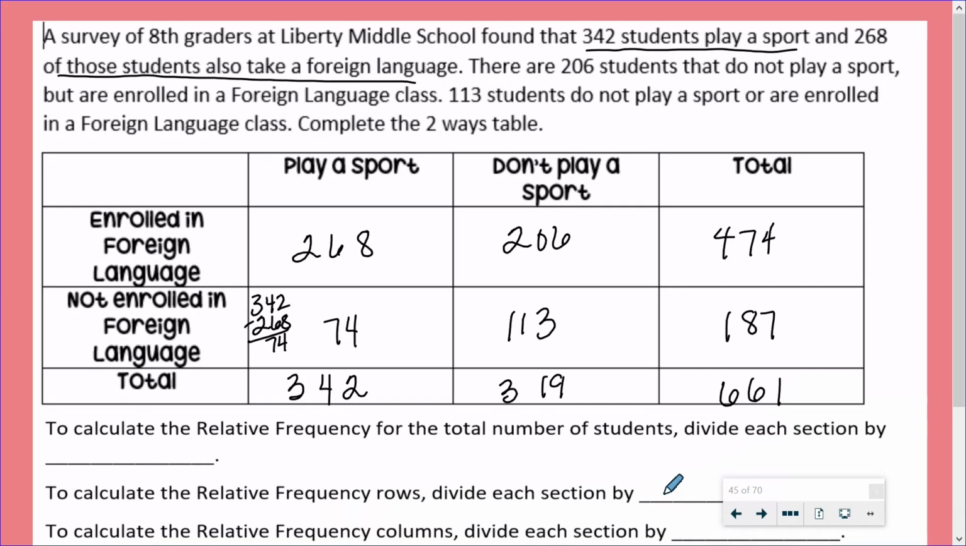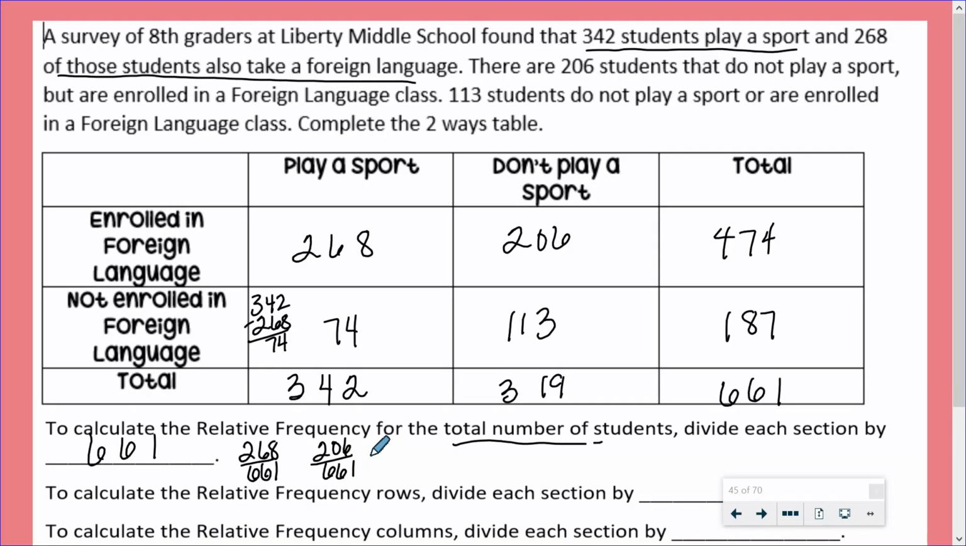Okay, so now let's calculate some relative frequency, because I think we've gotten pretty good at filling in our frequency tables. So to calculate the relative frequency of the total number of students, we're going to divide each section. Each one of these 4 sections would get divided by, since we're looking at total number of students, 661. So if I wanted to know the play a sport enrolled in a foreign language, I would take 268 and divide it by 661. If I wanted to know don't play a sport and are enrolled in a foreign language, I would take 206 divided by 661.